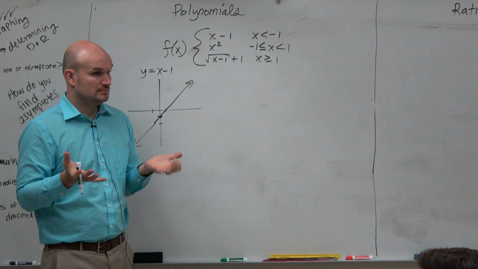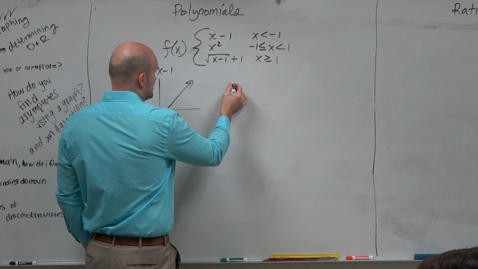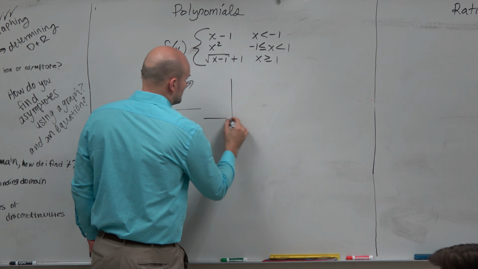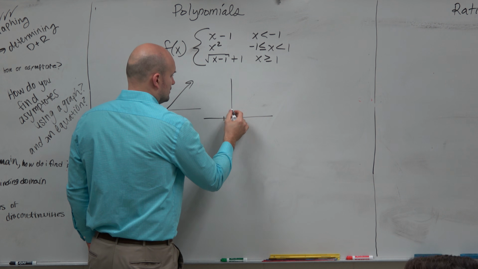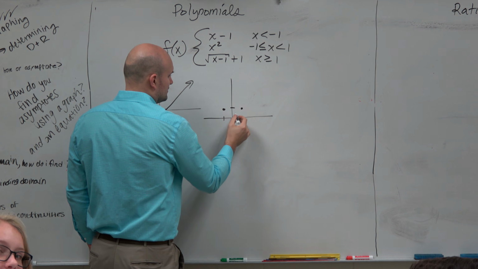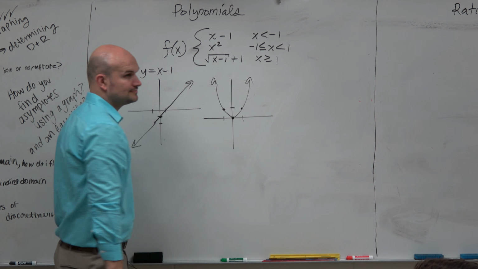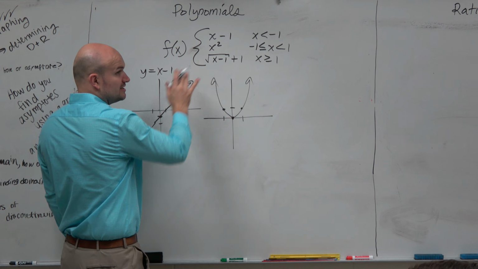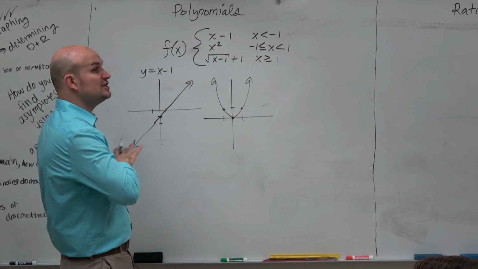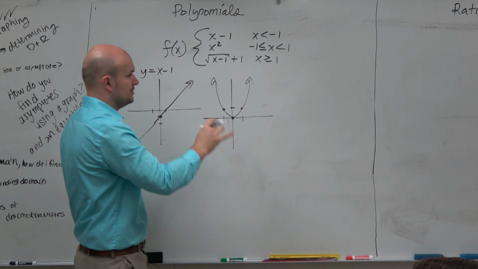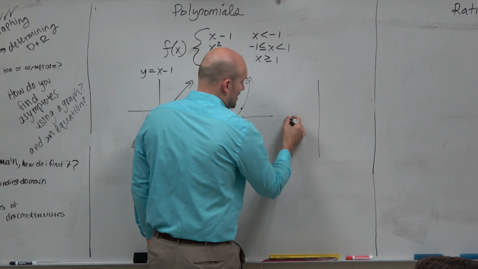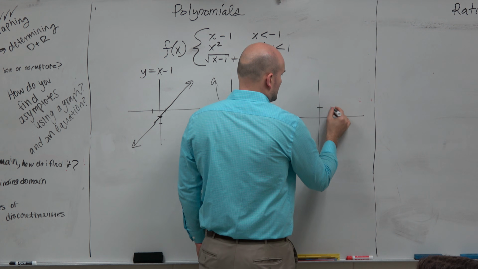Good? OK. The next one is just the quadratic function. You guys remember that has that vertex at (0, 0), and it looks like that. And then the last one is a square root function, which is being shifted 1 unit to the right and then 1 unit up. So that graph looks like this.